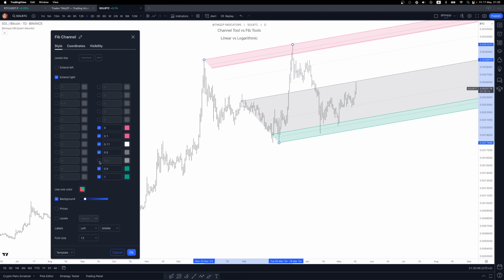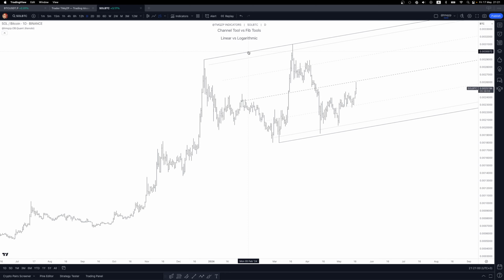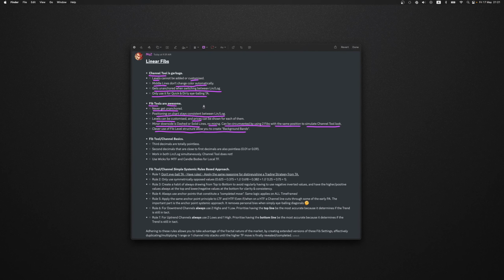If I take this away, you'll see that it fills in that space with that gradient, right? That's just a little trick I use. It's not super important, but it's nifty, right? It's handy for some occasions if you want to make it look pretty or whatever. So that pretty much covers the difference between why I prefer the Fib tool over the channel tool.